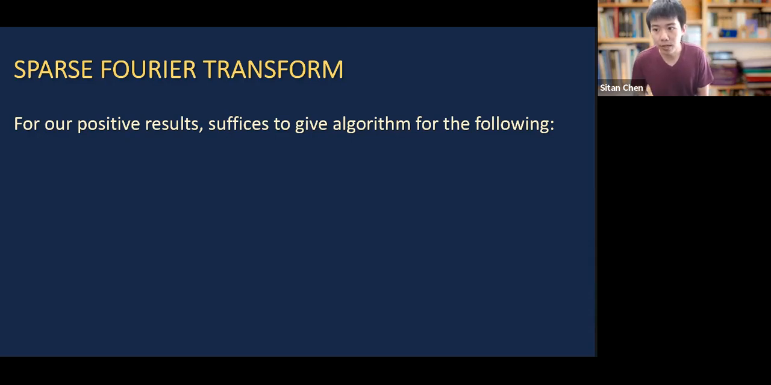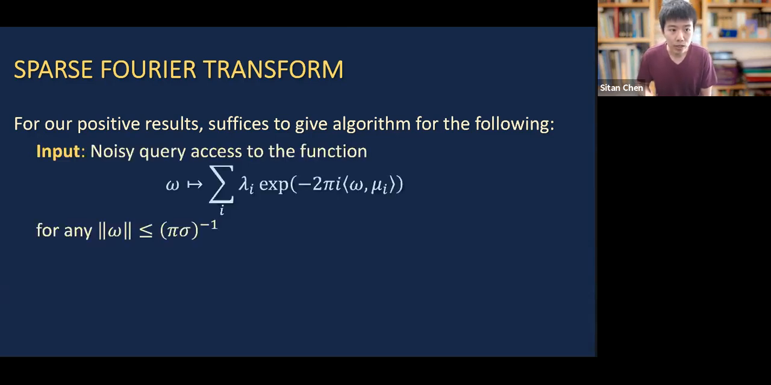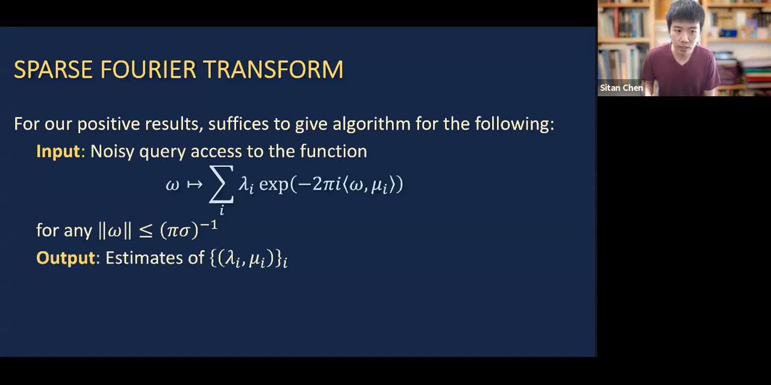So here's the problem that we give an algorithm for. We assume noisy query access to the following function, which takes omega to this exponential sum here. And we have query access for any omega which has norm at most pi sigma inverse. And our goal is to recover estimates for all the relevant parameters, namely the intensities lambda_i and the centers mu_i. So it's really about getting an algorithm for this particular question.